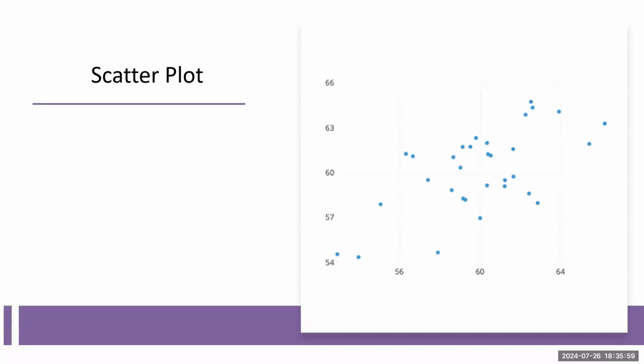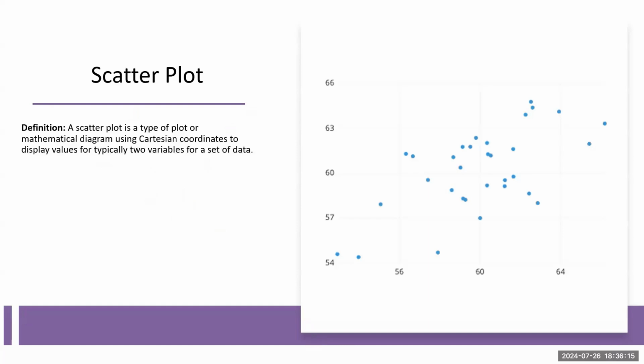We have the scatter plot. Okay. The next one we're looking at is scatter plot. So here, let's define what a scatter plot is and how we know when to use this. So a scatter plot is a type of plot or mathematical diagram to display values for typically two variables for a set of data.